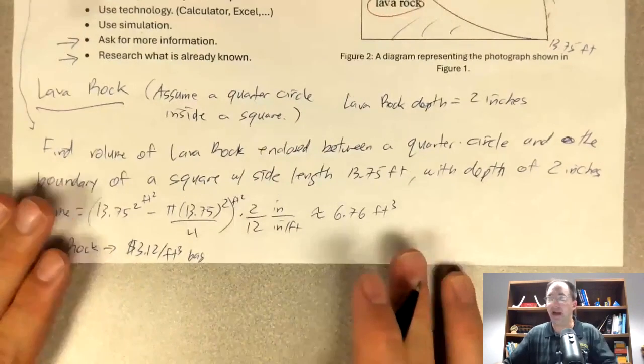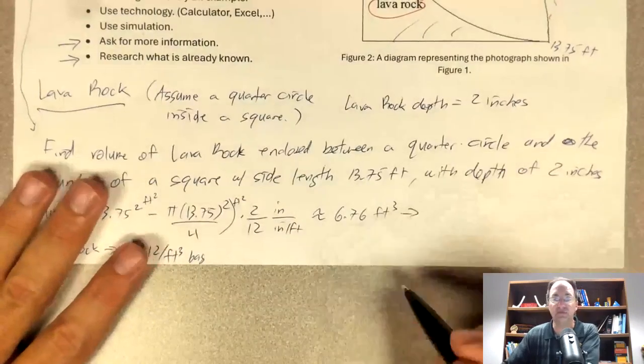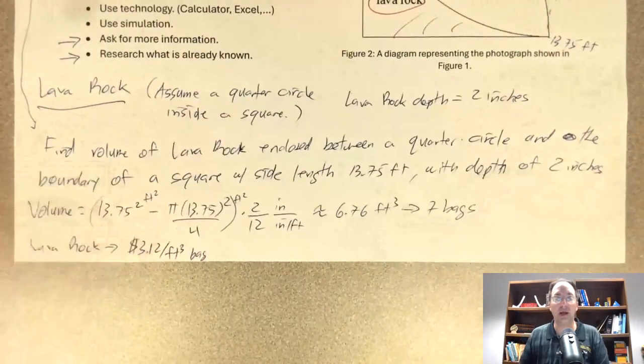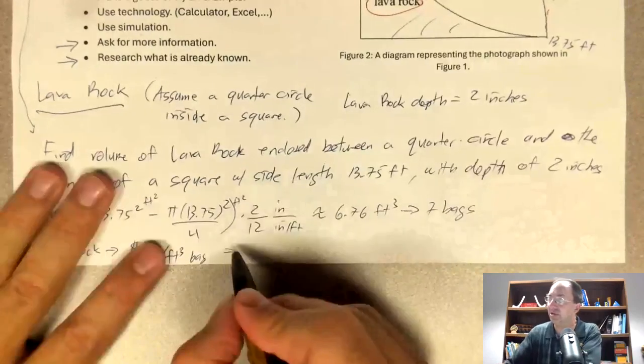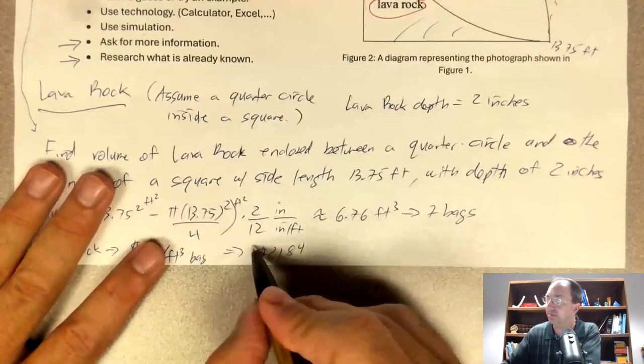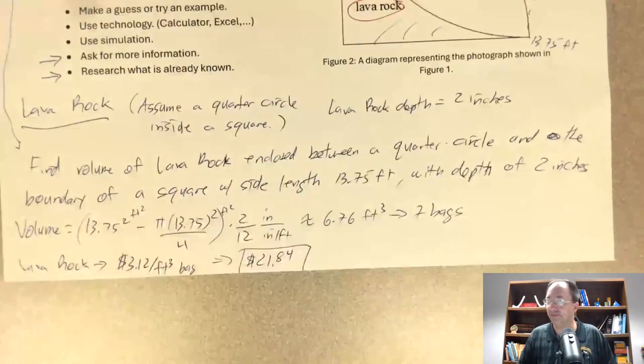Now, of course, I can't buy a part of a bag. And so what's really important here is that 6.8 cubic feet works out to 7 bags. All right, and then I can multiply that to give me a total cost of $21.84, which is our final answer for this part of the problem.